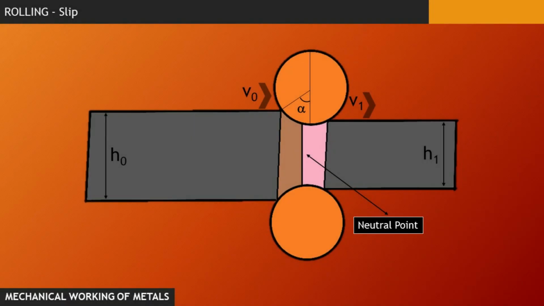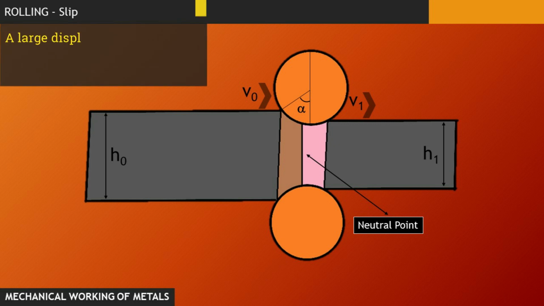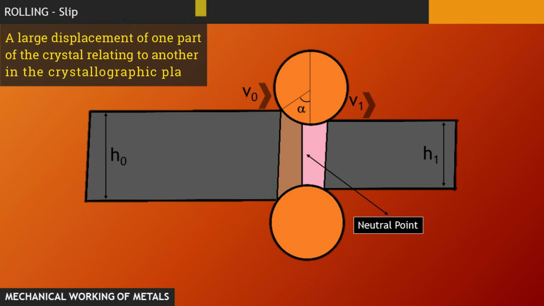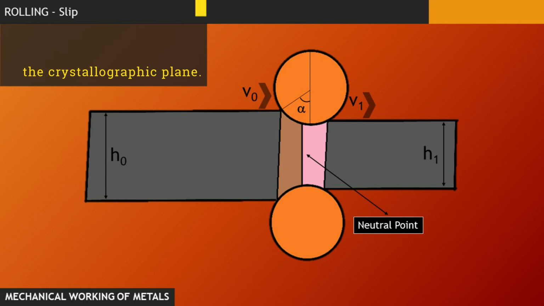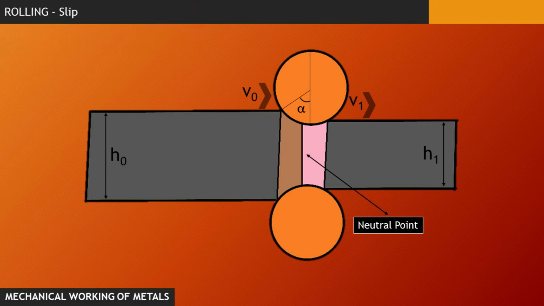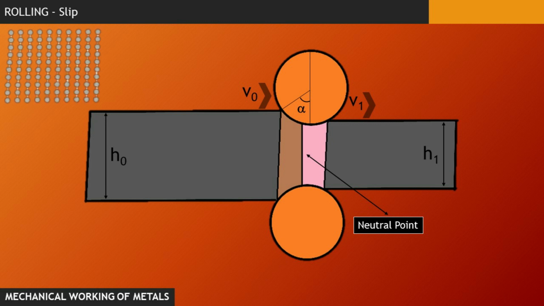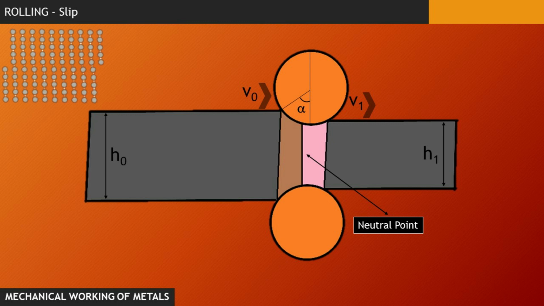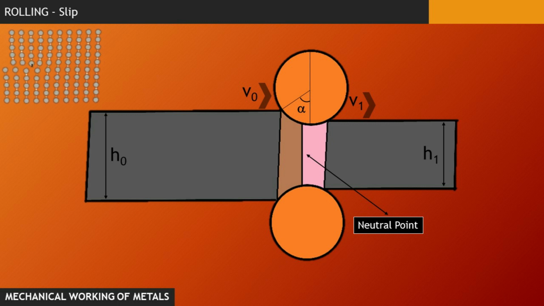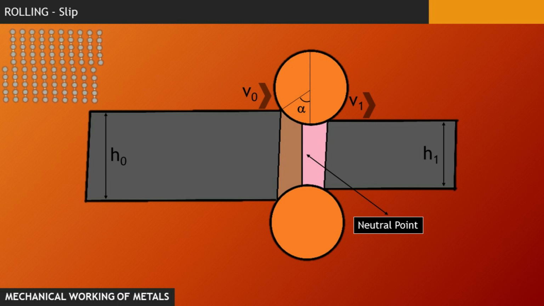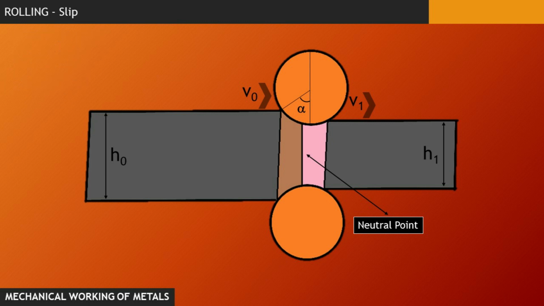In material science, slip is the large displacement of one part of a crystal relative to another part along the crystallographic planes and directions. An external force makes parts of the crystal lattice glide along each other, and hence changes the material geometry. The same phenomenon, the same process, happens in rolling as well.